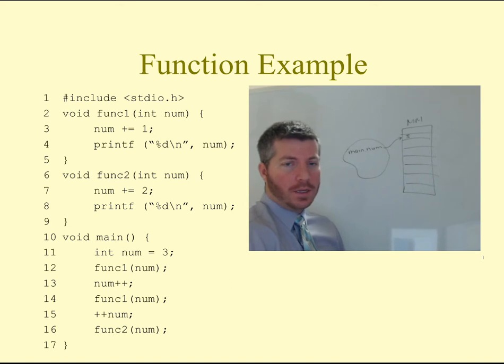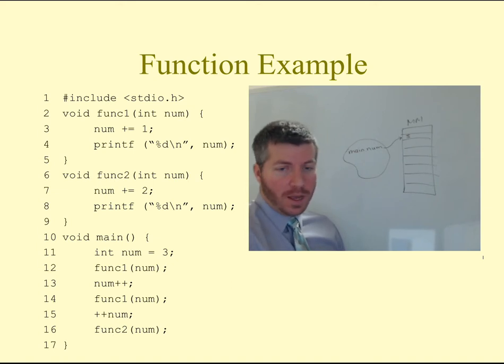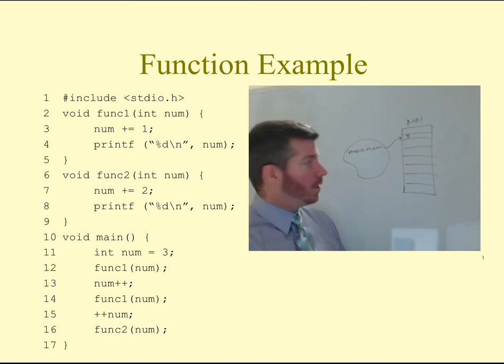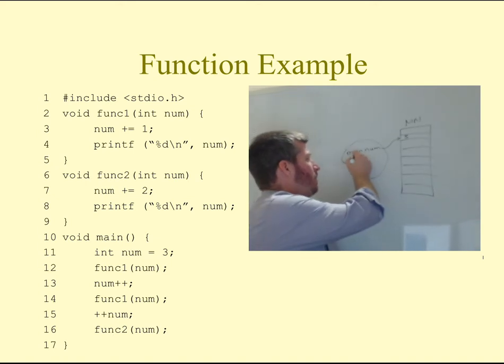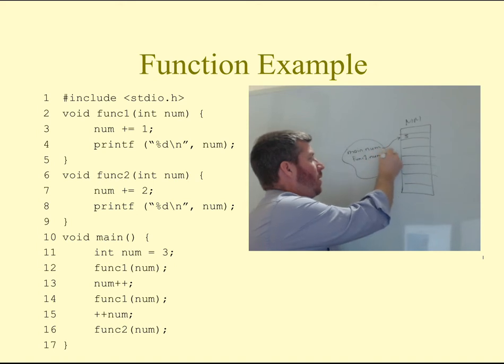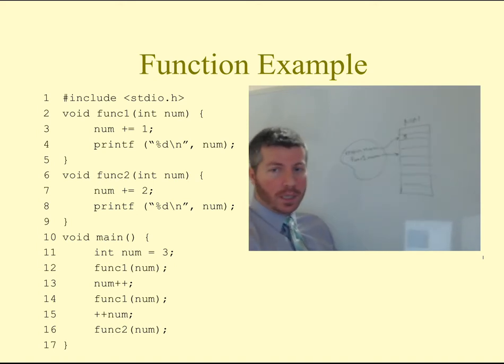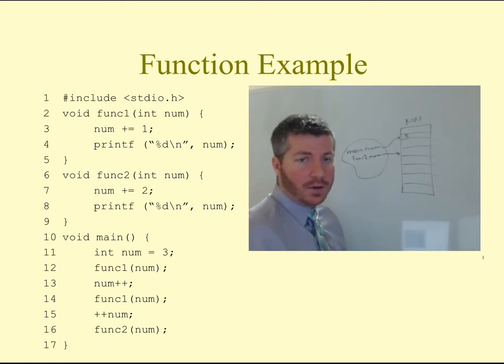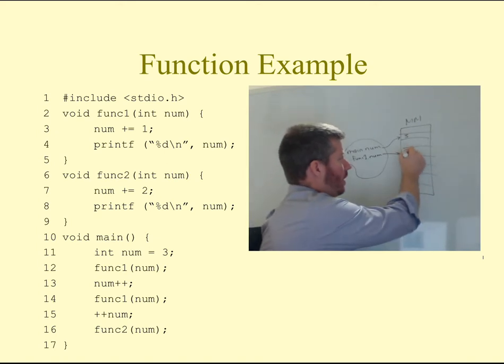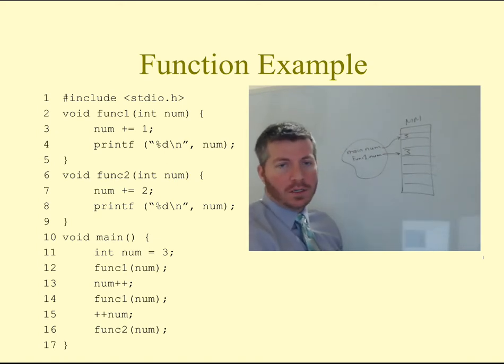I pass num into it. Now you see func1 on line 2 has a variable num inside of it also. Now remember that that variable is in a completely different scope than the num variable which is in the main function. So on my heap I will have my variable num, which is part of func1, pointing at a completely different location in memory, and it is just going to have the value copied into it. So I get a 3 copied into that location in memory.